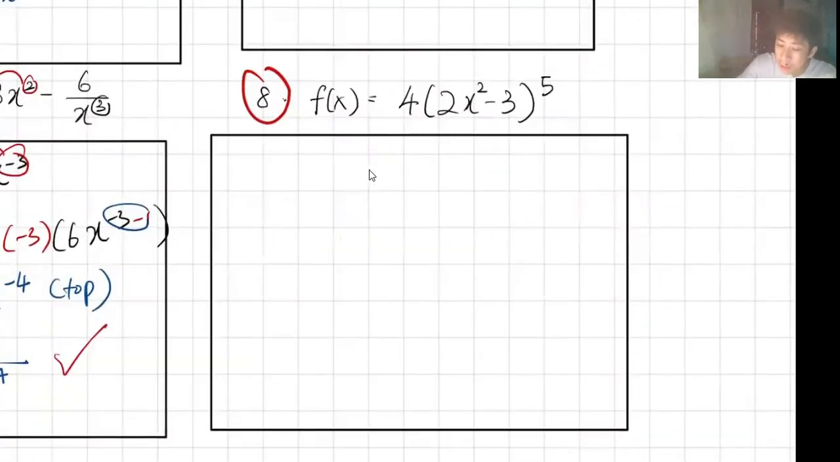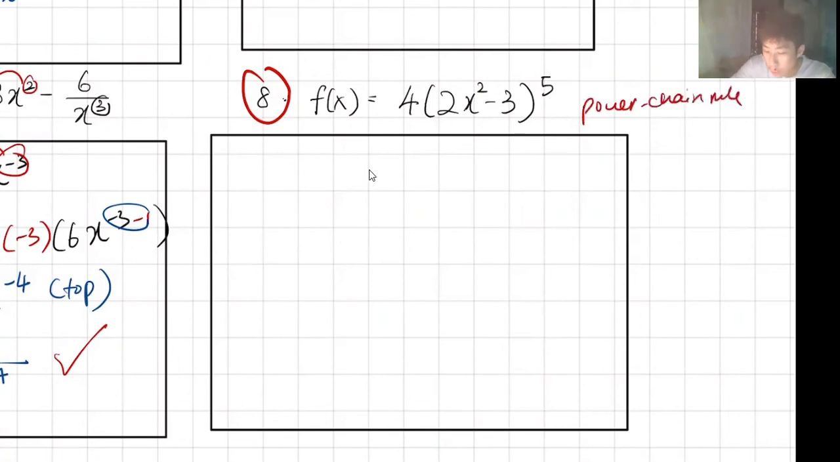Okay, let's do number 8. Number 8, you see, is something like the power rule. But you know that this is the power chain rule. Remember I told you? Power rule is when you have x only, x to the power of something. But power chain rule is when you have a bracket to the power of something. So this is the power chain rule.